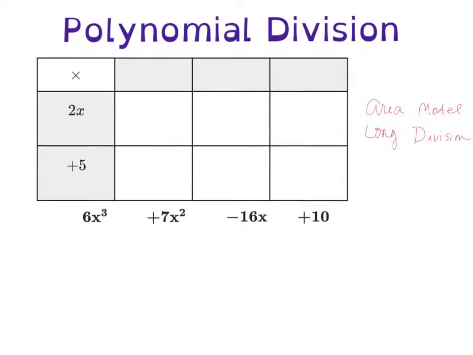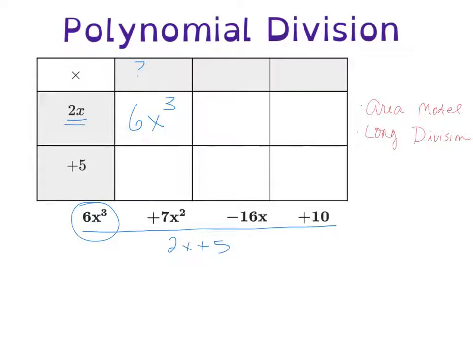We're going to divide this polynomial by 2x plus 5. I'm going to show you the area model, and then we're going to do a different problem using long division. But first, let's start the area model. So the very first thing you do is you put the first number in the very first box, and then you work from there.